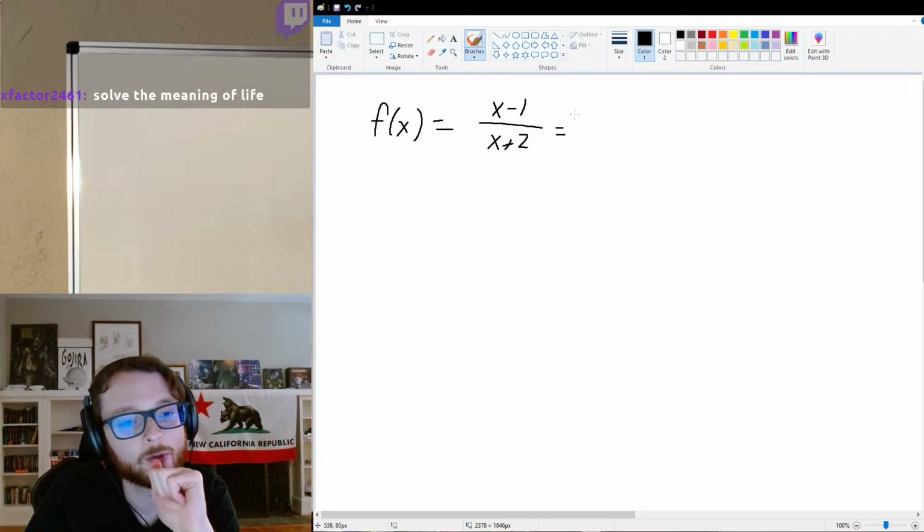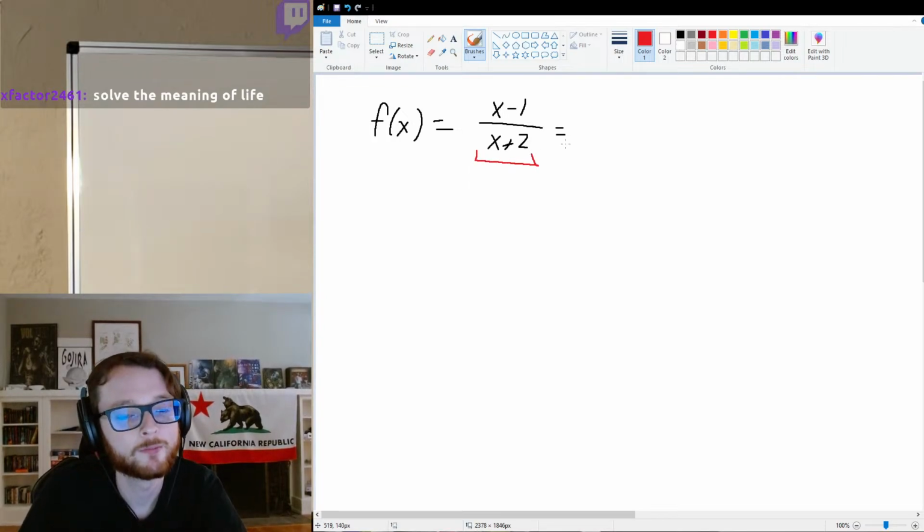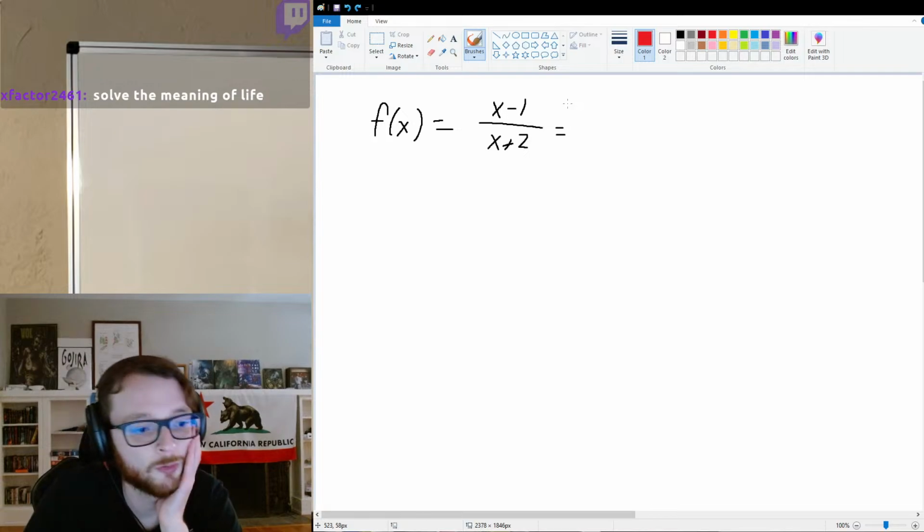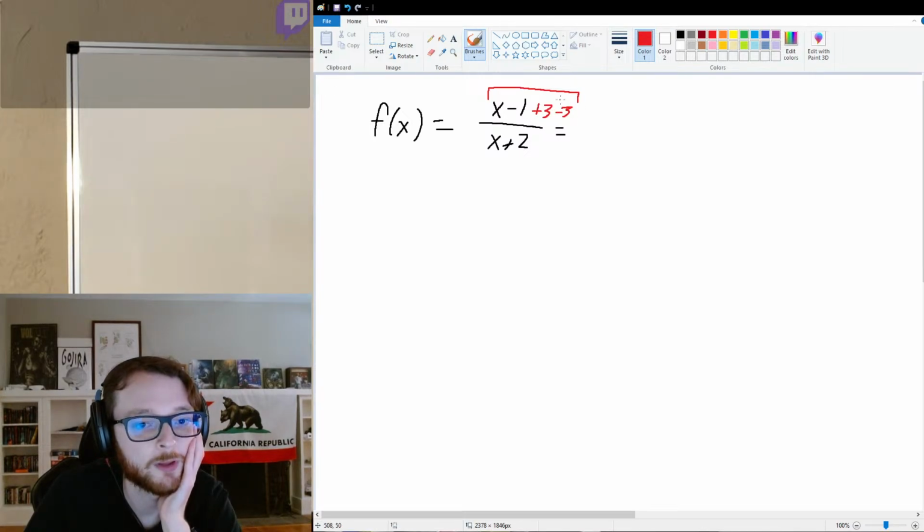I think that we could do a little trick here, though. I notice we have an x plus 2 on the bottom. What if I did something up top to get us an x minus 1, like saying +3 -3? I haven't changed the value of the equation because I'm only adding 0. But -1 + 3 is +2. So I could say this thing is x plus 2 minus 3 over x plus 2.